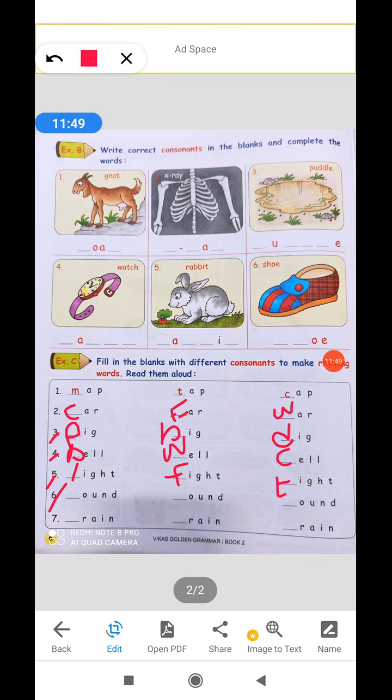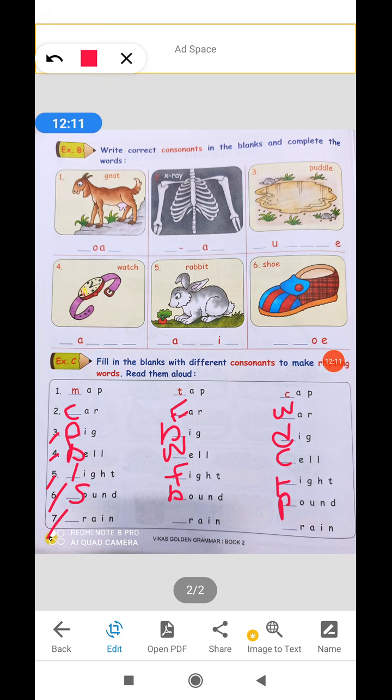Moving to the sixth one. O-U-N-D. So S-O-U-N-D, sound. S is a consonant letter. Then B, bound. B-O-U-N-D, bound. Again B is a consonant letter. Then P-O-U-N-D, pound. Again P is a consonant letter.